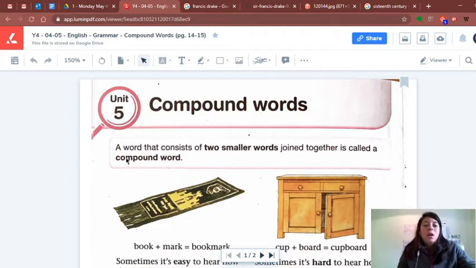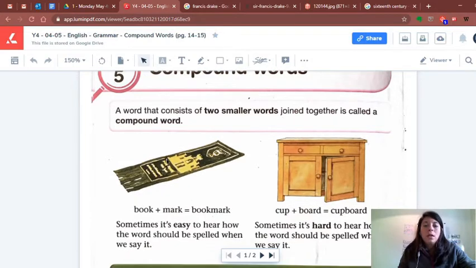So, first off, we're going to see what compound words are. A word that consists of two smaller words joined together is a compound word. Let's take a look at these two examples. You take the word book and you take the word mark and you create one single word, bookmark.